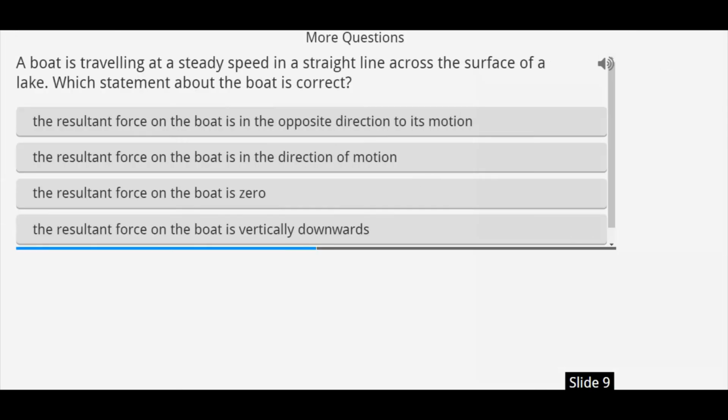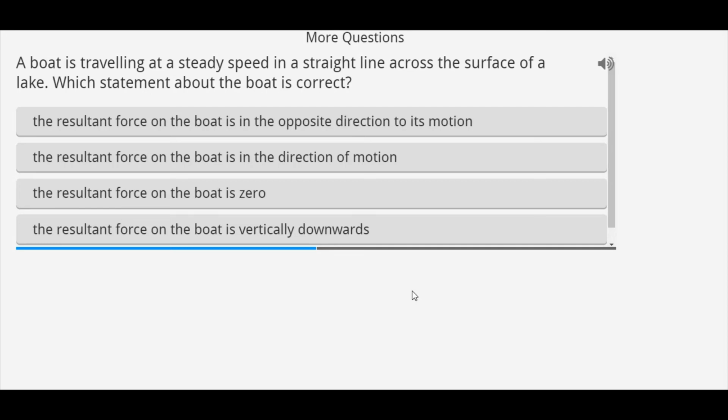Let's move on. With more questions also, a boat is traveling at a steady speed in a straight line across the surface of a lake. Which statement about the boat is correct? The resultant force on the boat is in the opposite direction of its motion. No. The resultant force on the boat is in the direction of the motion. Yes, because as the boat is moving forward, the resultant force will also act forward.